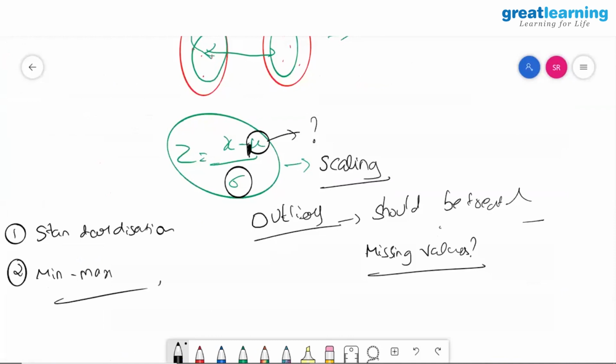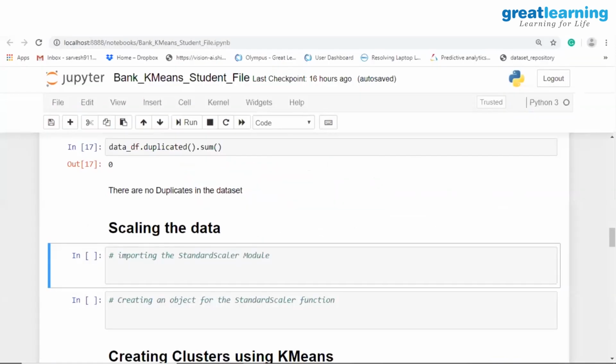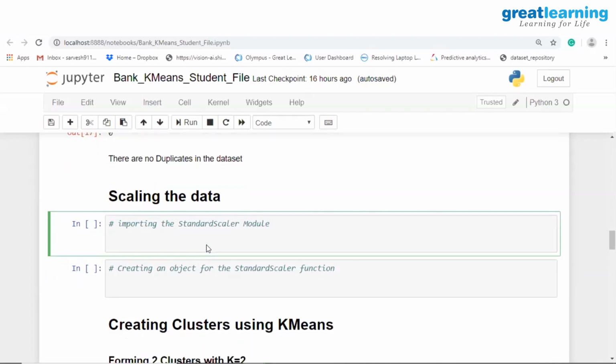Here we are going to go ahead with the standardization technique. Scaling: we are going to take a standard scaler. How do I have to take the standard scaler? Which library has the standard scaler? From Z-score. Okay, I want to use the standard scaler.